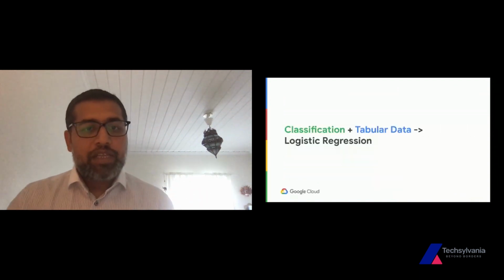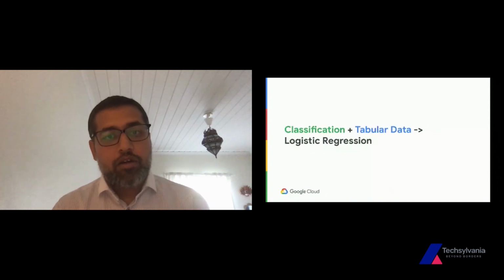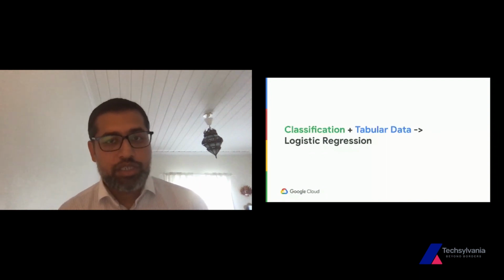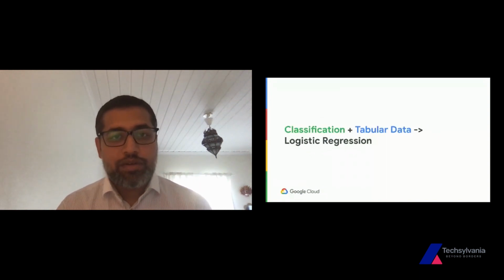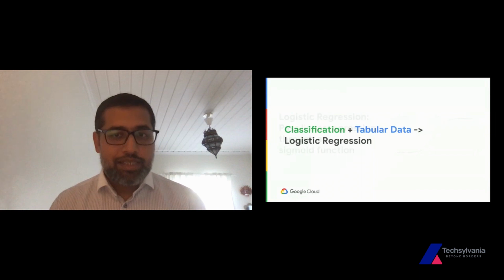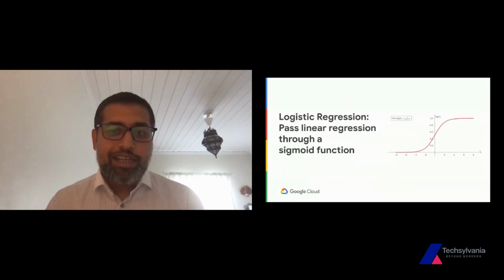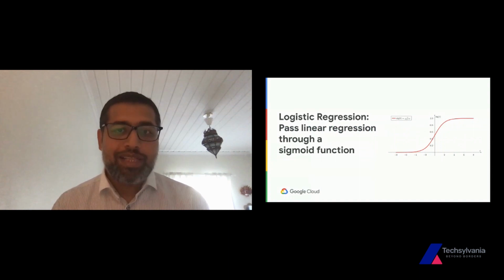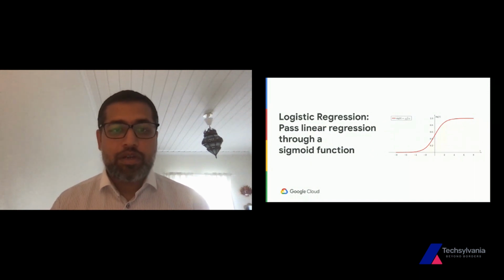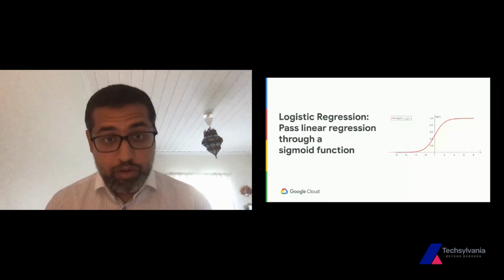Moving on, if we're dealing with a classification problem, classifying an output as a class A or class B, and we're dealing with structured tabular data, then we are dealing with logistic regression. It's very similar to linear regression. The only difference is that we have to pass the linear regression through a sigmoid function. I think this is something that you can look up yourself. Essentially, we are creating a threshold over probability. And if the value is above a certain threshold, we classify the output as class A, for example. Otherwise, we classify it as class B. And this is not the only function. There are a number of functions that we can employ for logistic regression.